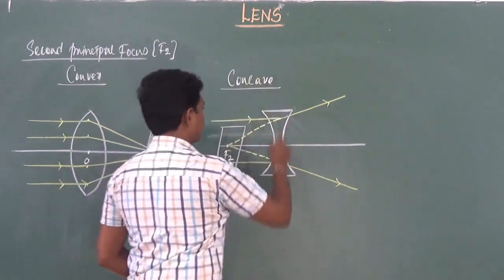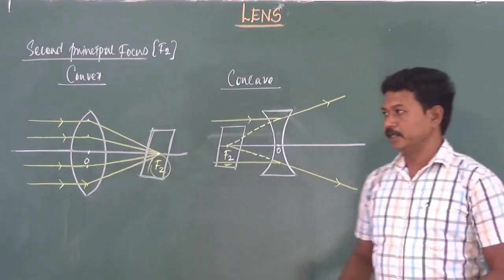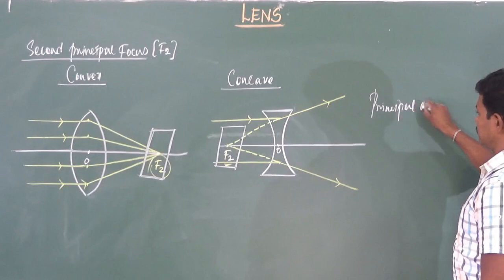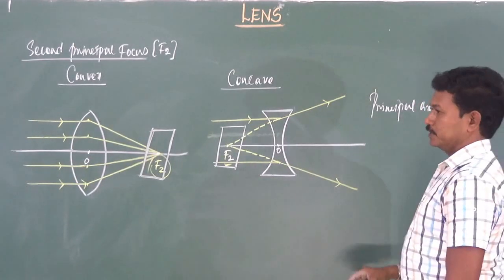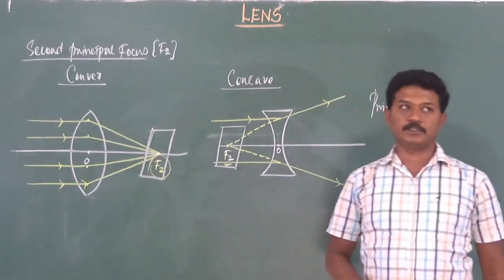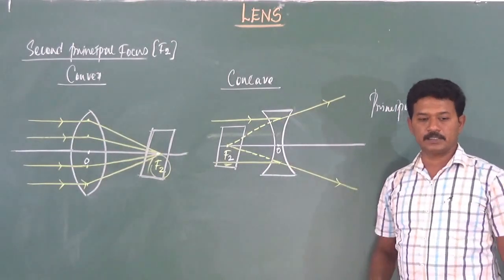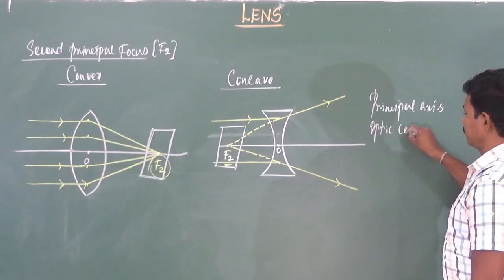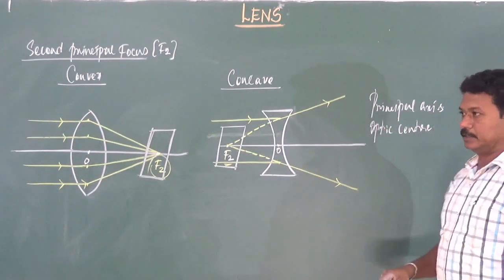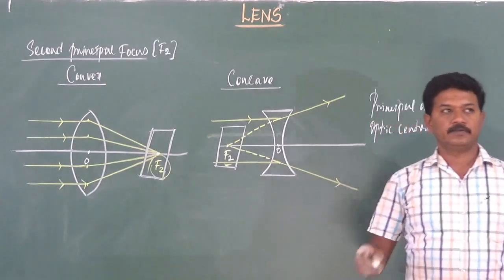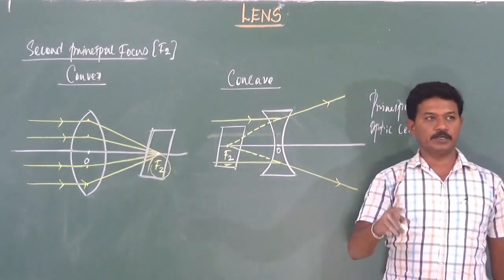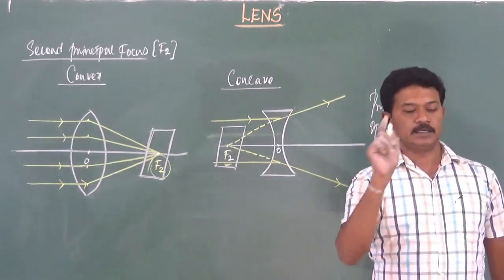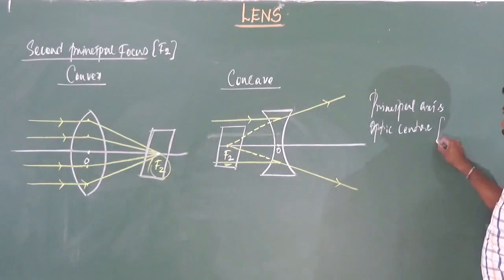All the terminologies are very important. So one among them is principal axis. The line which joins the centers of curvature of the two refracting surfaces of which a lens is a part is called the principal axis. Next we go with the optic center. If a light ray passes through the lens at a point and goes undeviated, then that point on the lens is called the optic center, represented by the letter O.